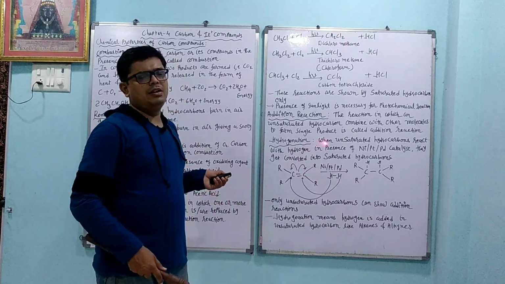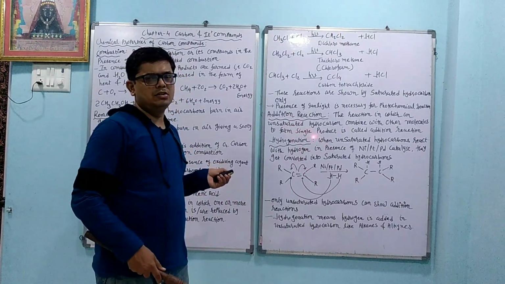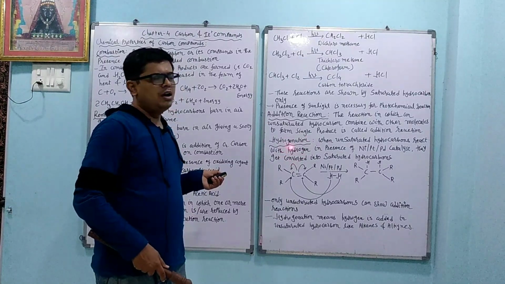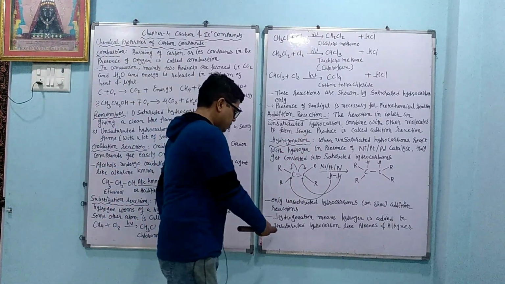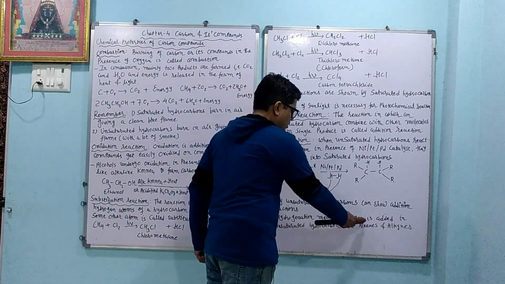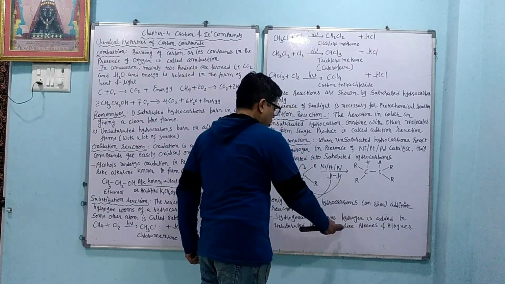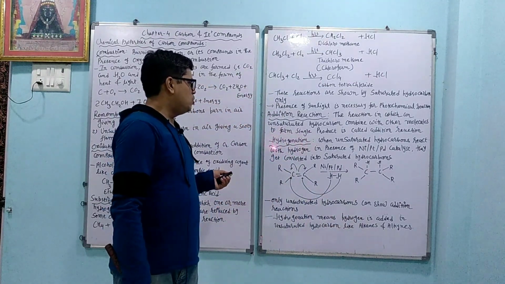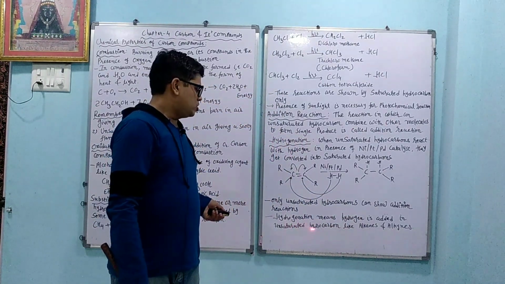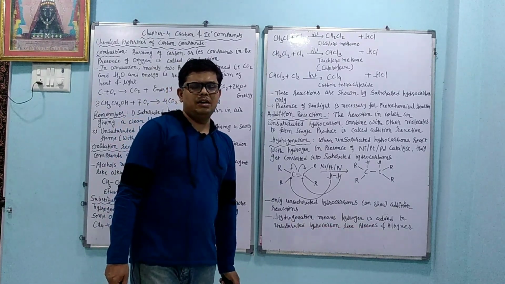Dear student, we can take so many examples of the addition reaction. Here just hydrogenation is given. I told you halogenation is also possible and many more reactions are also possible. Hydrogenation means hydrogen is added to the unsaturated hydrocarbon like alkenes and alkynes.